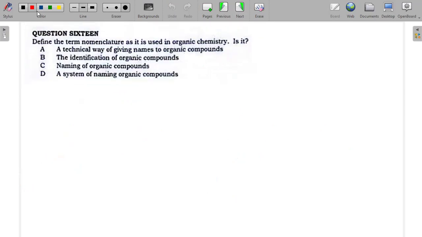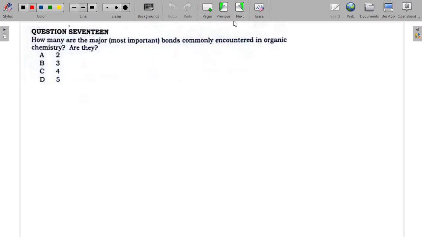Okay, and then question 16, they're saying define the term nomenclature as it is used in organic chemistry. So nomenclature is, we all know, just a system of naming organic compounds. There is a series of rules that you have to follow. You identify the longest carbon chain, then you number it, you identify if that chain has any substituents, and then you combine them together. So it's a whole system of naming what? Organic compounds. That's what we call the nomenclature. Okay, all right. And then we move to question 17.